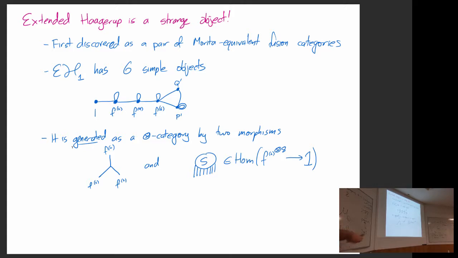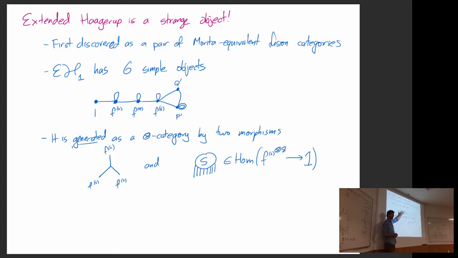one can boil down a big fraction of the early subfactor literature into studying this situation, now recast in the language of fusion categories. And so extended Haagerup was first noticed in that world, and then presented in the categorical world. So okay, it was first noticed as a pair of categories, EH1 and EH2. I'll just mention EH1 for a second. It's some relatively small thing.